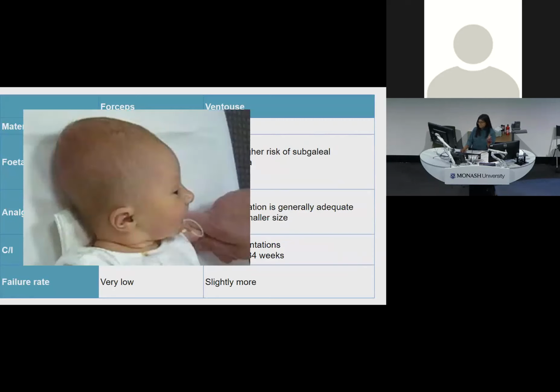Yes, I heard someone say it. So it's a chignon, which is just localized soft tissue swelling at the side of where the ventouse cap was. It's safe and it'll usually resolve in a few days. You just need to reassure the mum and the partner.